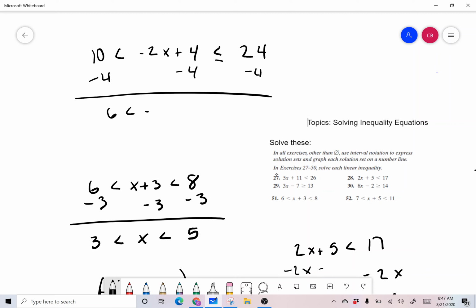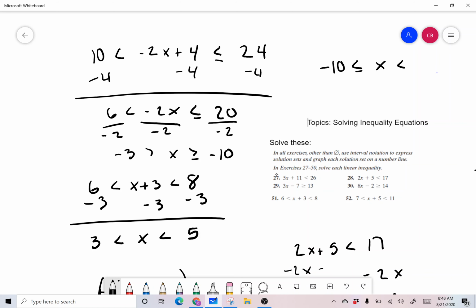Then I'm going to divide by negative 2. In this case, adding 2x will not work, so you just have to remember the rule. So this is negative 3 is greater than x is greater than or equal to negative 10. Now, it wouldn't make sense if I wrote negative 3 is greater than x is greater than negative 10, because negative 10 is less than negative 3. So I'm going to rewrite this. Negative 10 is less than or equal to x is less than 3.